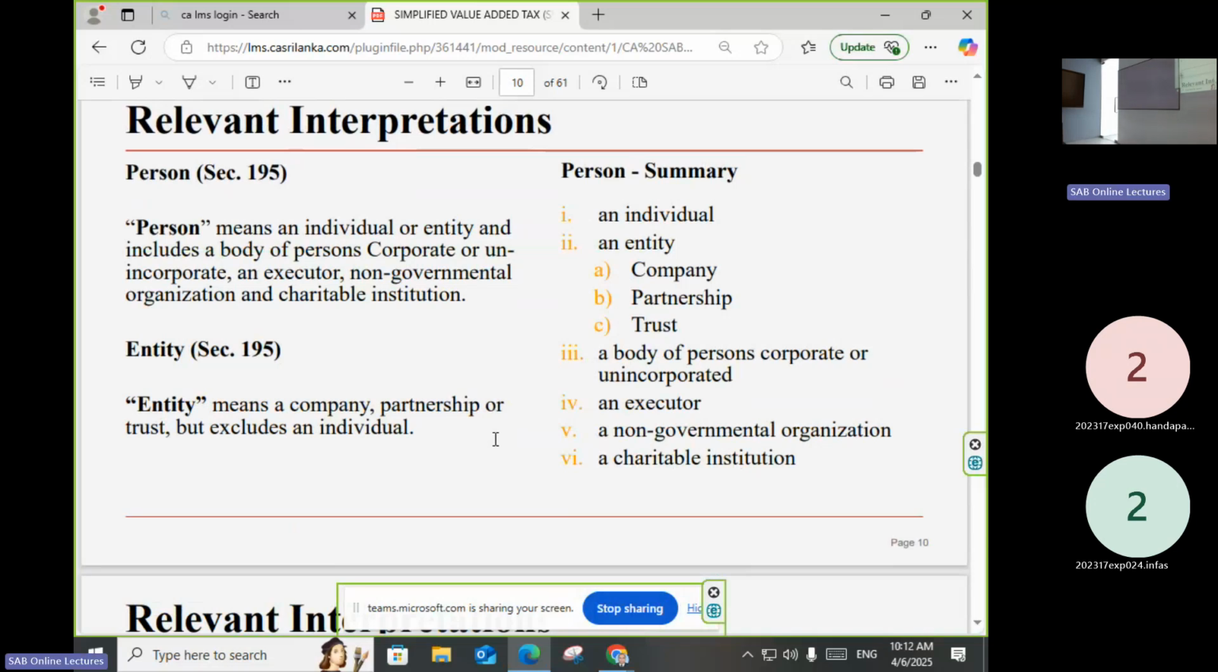Body of persons, incorporated or not? The tax law doesn't go into that. They are not bothered about whether they are registered or not. Body of persons, association, cricket club, any other club, whatever club, it comes under this. Whether it is registered or not, it is considered a person.